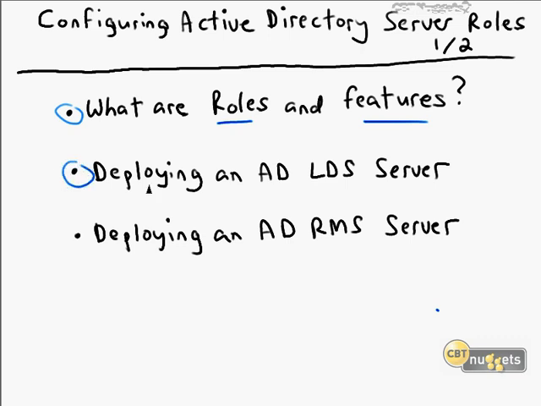First, we'll look at deploying an Active Directory Lightweight Directory Service, or LDS, server. Next, we'll look at deploying an Active Directory Rights Management Service, or RMS server. Both of these are technologies that were present in Windows Server 2003 R2, but have been significantly overhauled and expanded in Windows Server 2008.